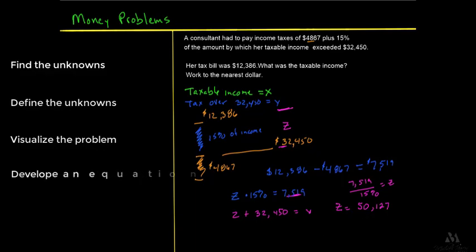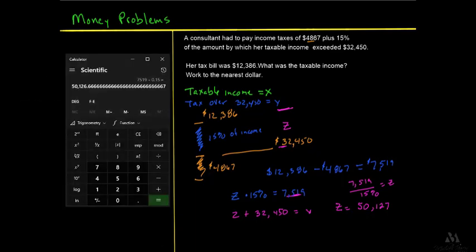Now let's check and make sure that our formula worked. We assumed that 7,519 divided by 15% would give us Z. Let's make sure. We're going to use this equation, Z times 15%. So we're going to take our 50,000 and multiply that times 0.15. Yep, we got the original number back. So this equation was good, and so I have high confidence in this number.